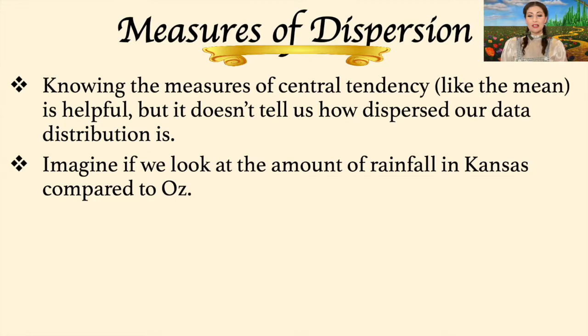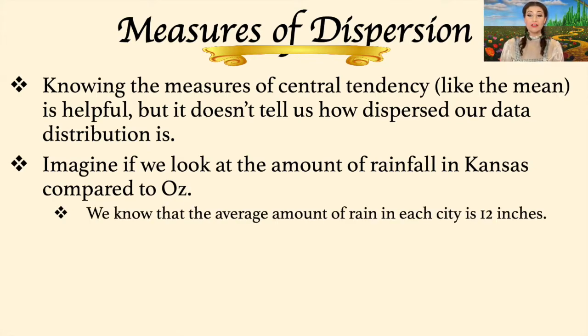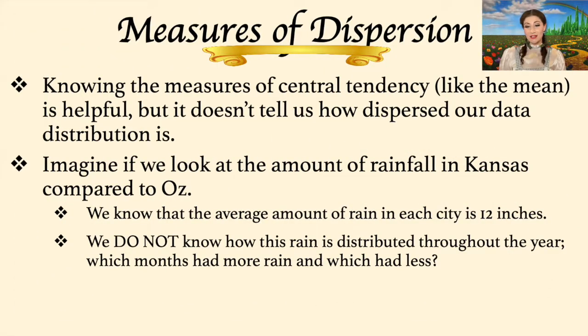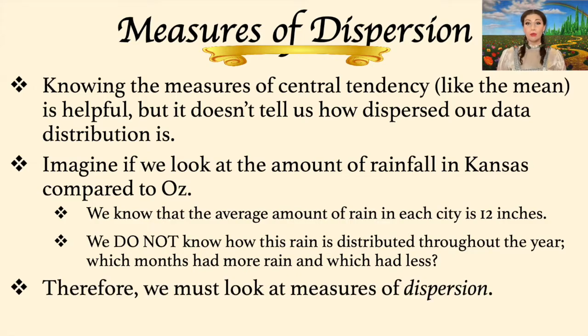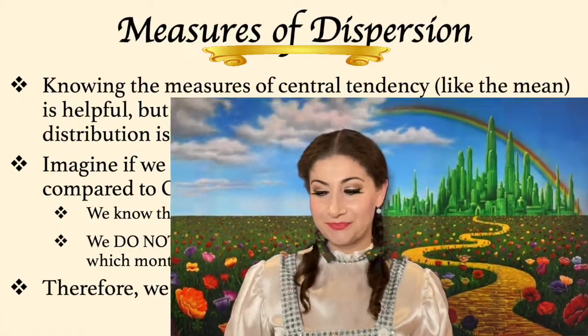So let's imagine we look at the amount of rainfall that happens in Kansas compared to the amount of rainfall that happens in Oz. We know that the average amount of rain in each city is 12 inches. What we do not know is how this rain is distributed throughout the year, which months had more rain and which months had less. Therefore, we must look at the measures of dispersion to answer this question.